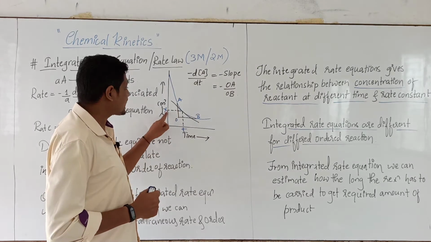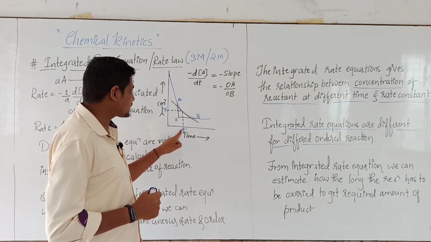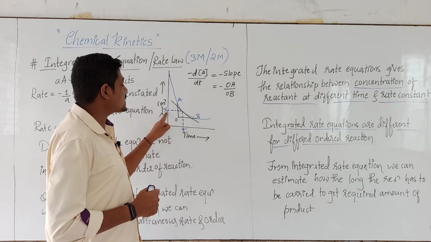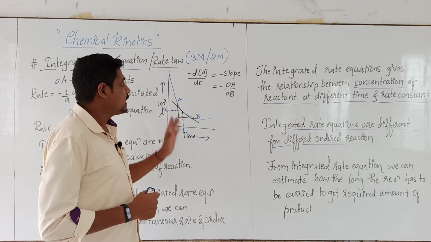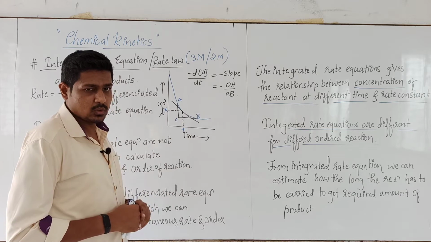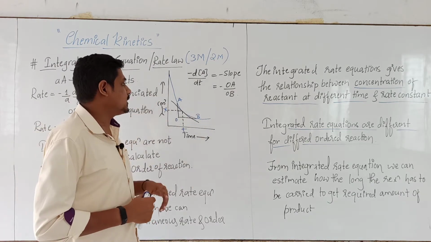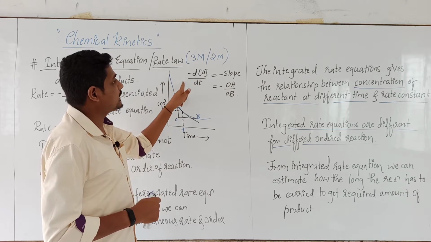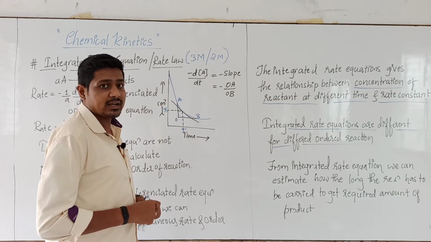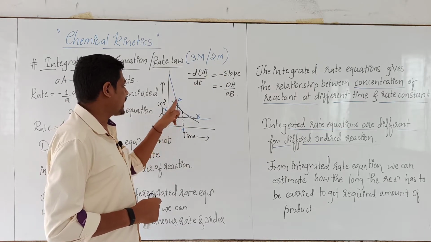This is the concentration left at this time, this is the concentration of the reactant. This is how we calculate the instantaneous rate. Whenever you express the rate in terms of reactant, you will get a negative value, so the slope value will also be negative, and here the slope is OA by OB.